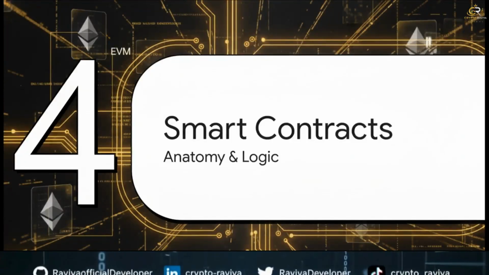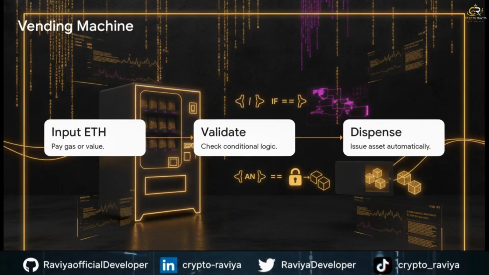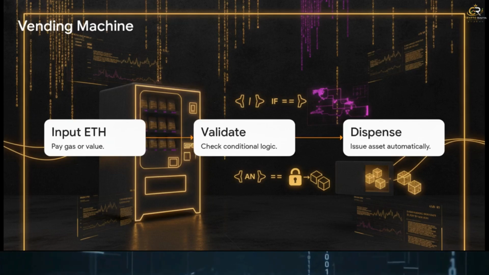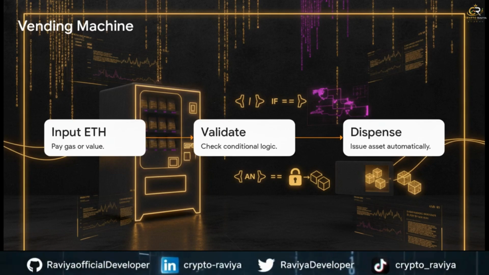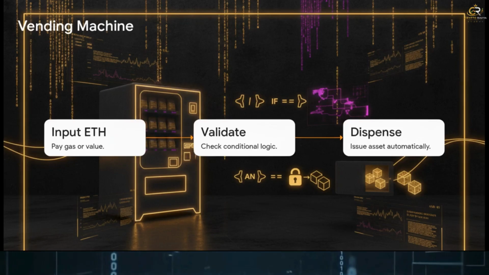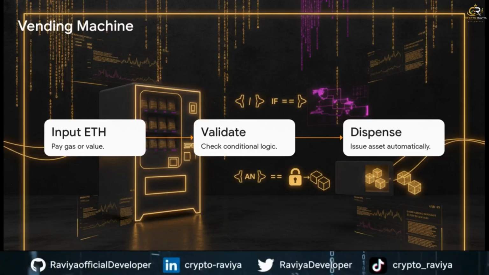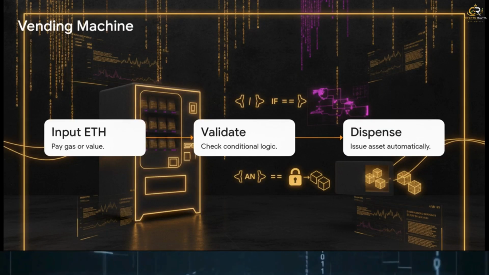All right, Section 4, anatomy of smart contracts. Now that we have the engine, the EVM, and the fuel, gas, let's explore the logic actually driving the network. The absolute best way to conceptualize a smart contract is through the digital vending machine metaphor pioneered by Nick Szabo. A smart contract operates autonomously based on strict, deterministic conditional logic.